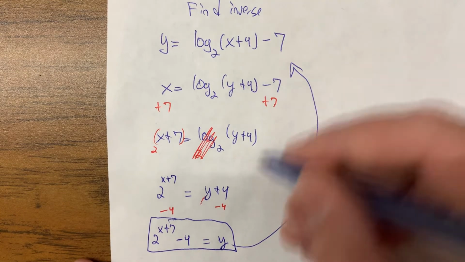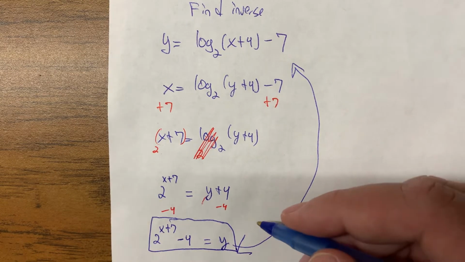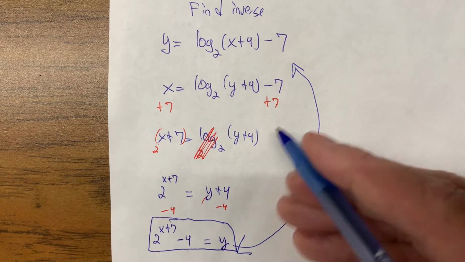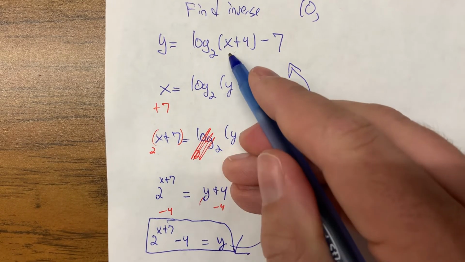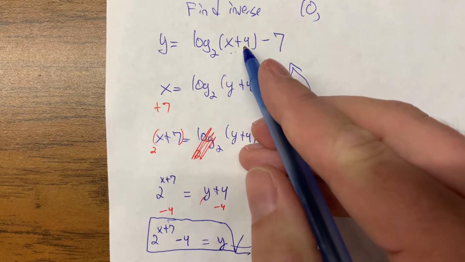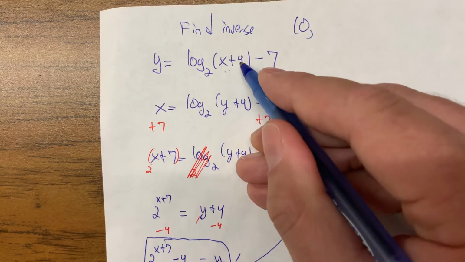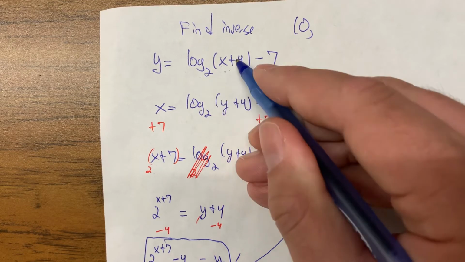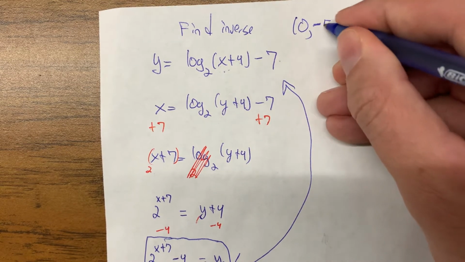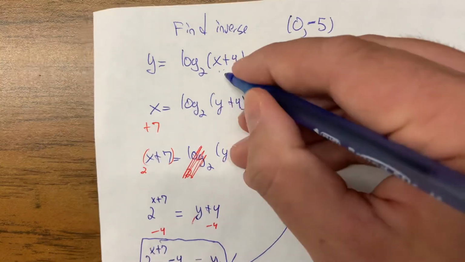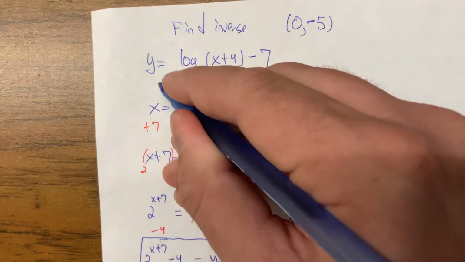These are inverse functions. And again, if I were to put in a point, like let's say I put in x is 0 to the beginning. When x is 0, what is y equal to in this function? Well, when x is 0, 0 plus 4 is 4. Log base 2 of 4 is 2. 2 minus 7 is negative 5. And so when we plug in 0, we get out negative 5.